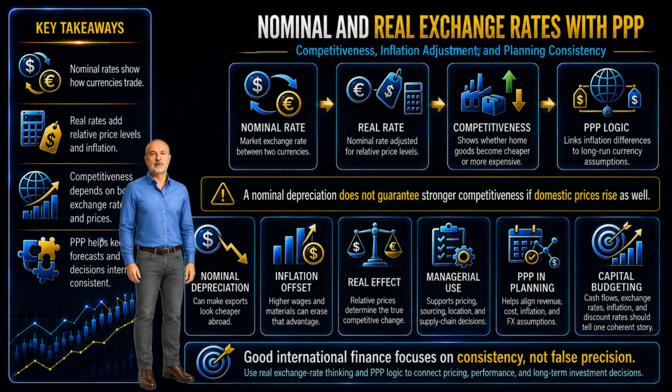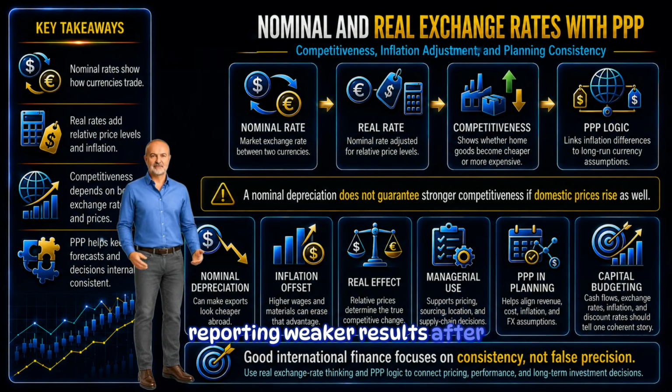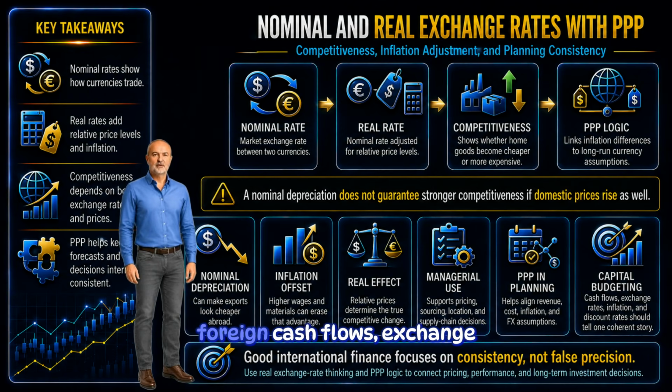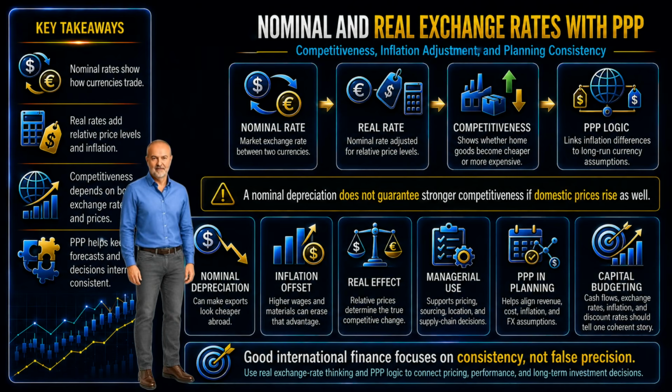PPP is also valuable in performance evaluation. A foreign subsidiary may perform well operationally while reporting weaker results after currency translation. In capital budgeting, projected foreign cash flows, exchange rates, inflation, and discount rates should tell one coherent economic story. The objective is consistency, not false precision.